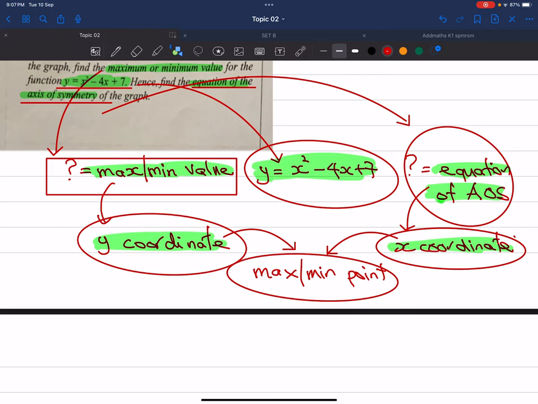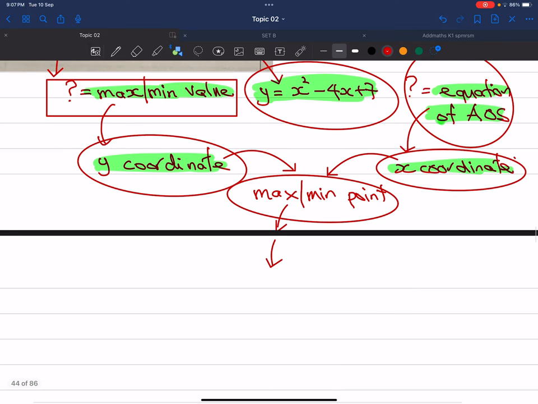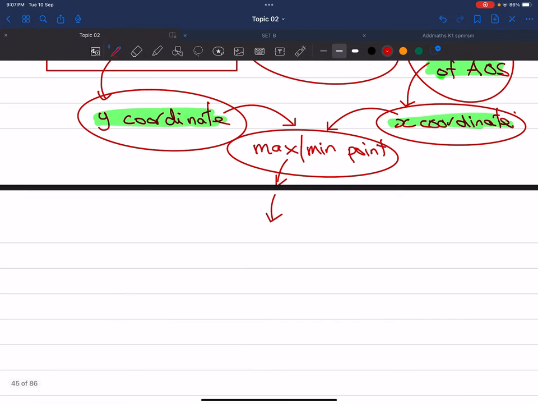So now, maximum or minimum value is the same as the y coordinate, equation of axis of symmetry is the same as the x coordinate, and these are the y coordinate and x coordinate of the maximum or minimum point. And we also have learned that the coordinate of the maximum or minimum point, we will get from the quadratic function in the form of complete the square.